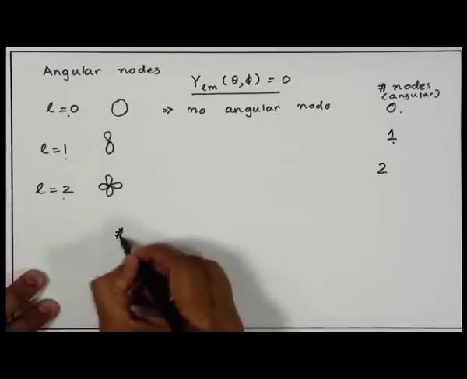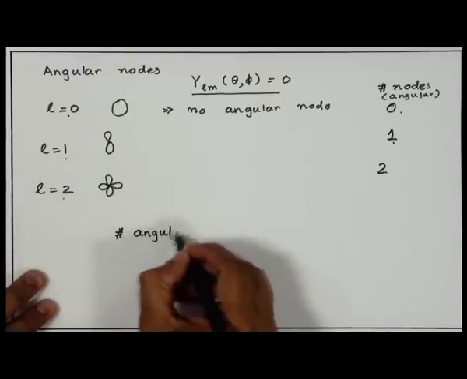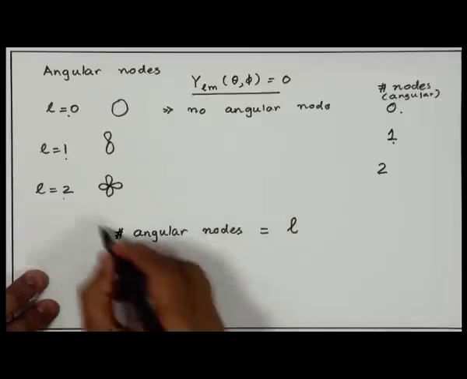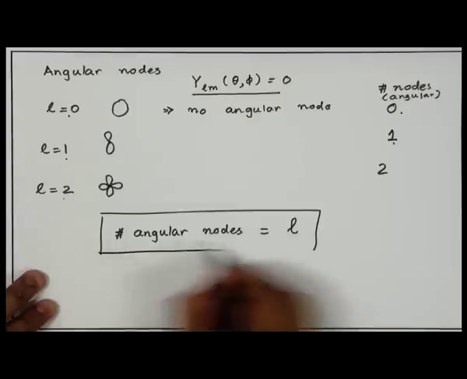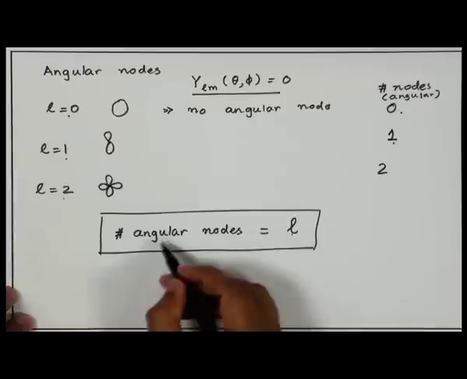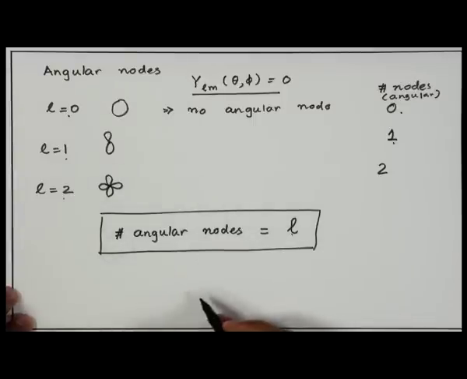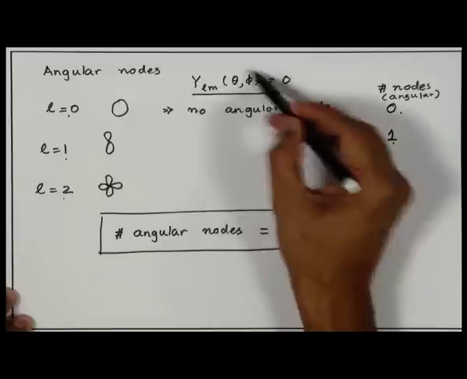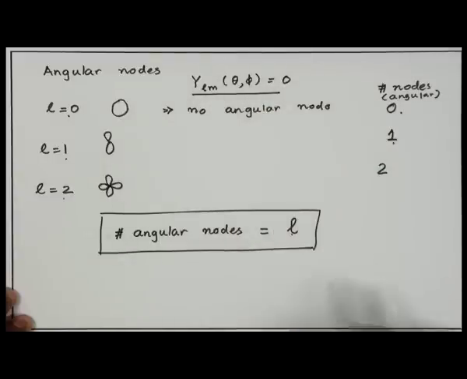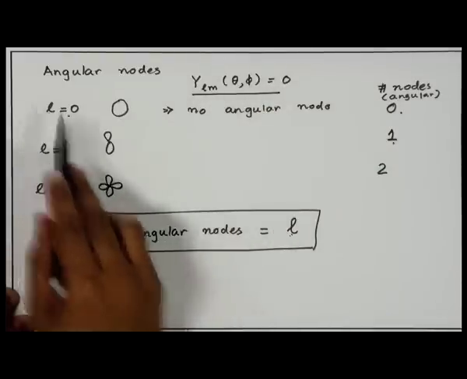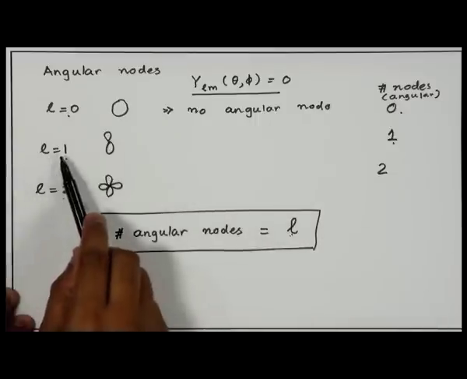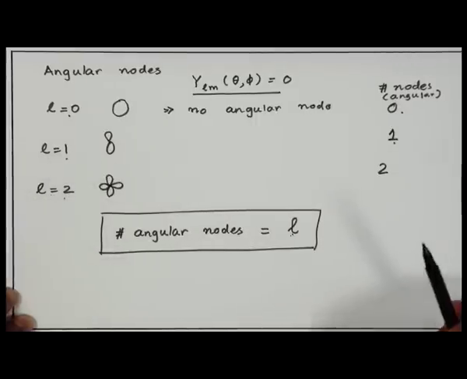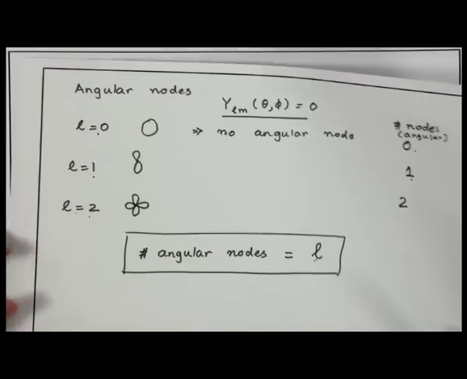So, in general we can write that the number of angular nodes is equal to the value of L. The value of L determines how many regions there are where the wave function vanishes because this component of the wave function is 0, and the answer is L. If L is 0, for an s orbital, there is no angular node. For a p orbital, there is one angular node. For a d orbital, there are two angular nodes. And next we discuss the radial nodes.